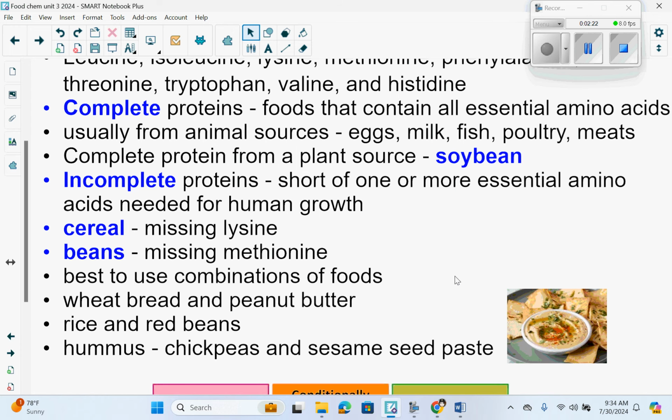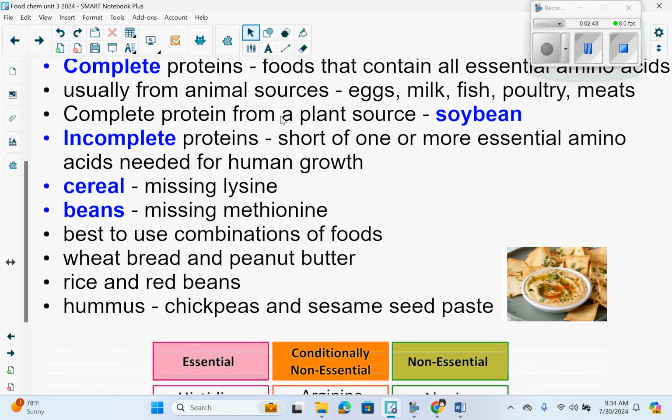Incomplete proteins are short of one or more essential amino acids needed for human growth. So cereal, for example, is missing lysine. Beans are missing methionine. So it's best to use combinations of foods. Things like wheat bread and peanut butter, rice and red beans, hummus, which is chickpeas, and sesame seed paste.